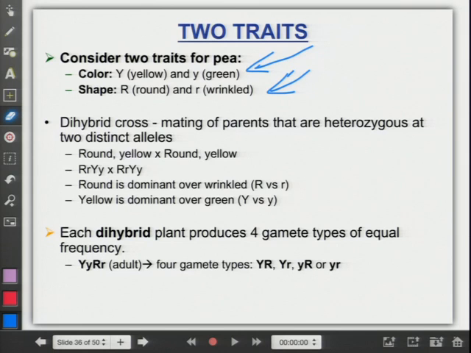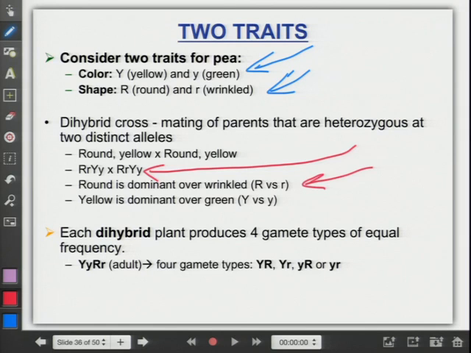So if they're heterozygous for both traits, they're going to look dominant for both traits, because the heterozygote is under complete dominance, which all of these are going to be under that umbrella again. As long as you have one capital letter of that gene, it looks dominant.